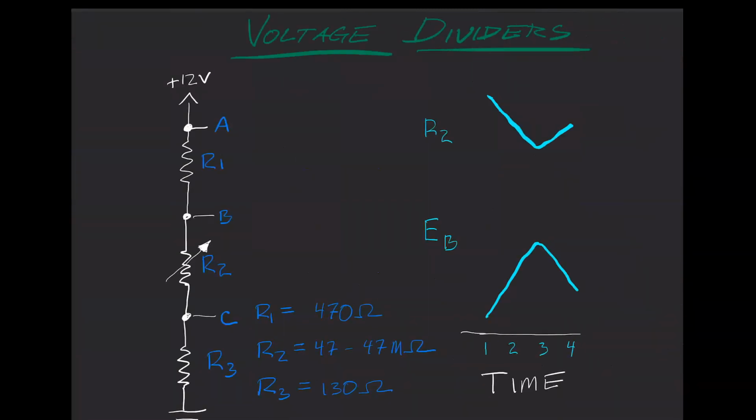Let's look at this graphically a little bit. Here's this same voltage divider, and R2 is shown as a variable resistor, where R1 is still 470 ohms, R3 is still 130, and R2 varies between 47 ohms and 47 megaohms. Just a little graph here. As R2's resistance decreases, as you can see going down, the voltage at B decreases over time.